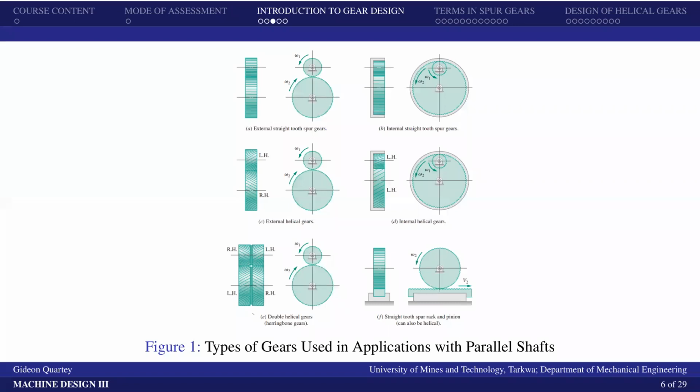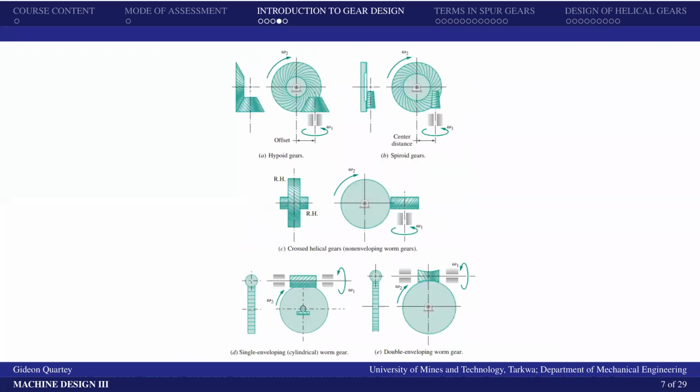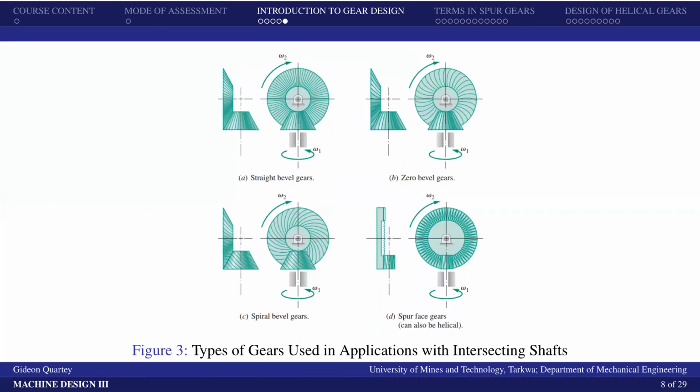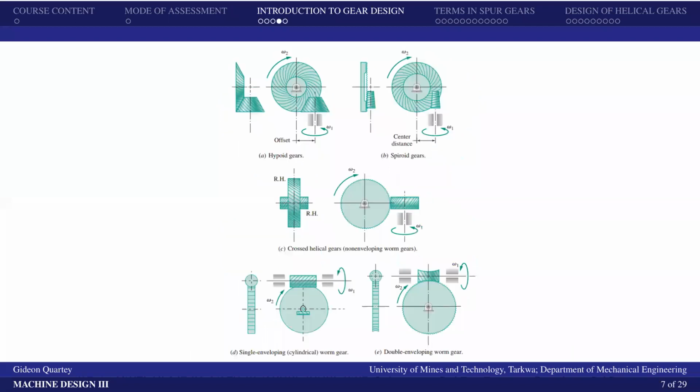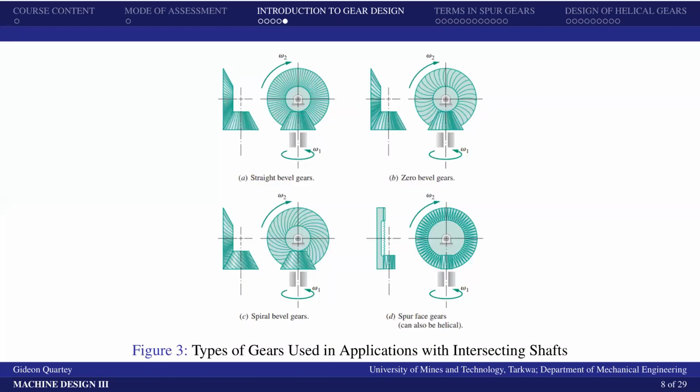Then the next one, we have the applications where the shafts are intersecting. Sorry, this is the intersecting shaft. So this one should be before this one. So let's look at this first.